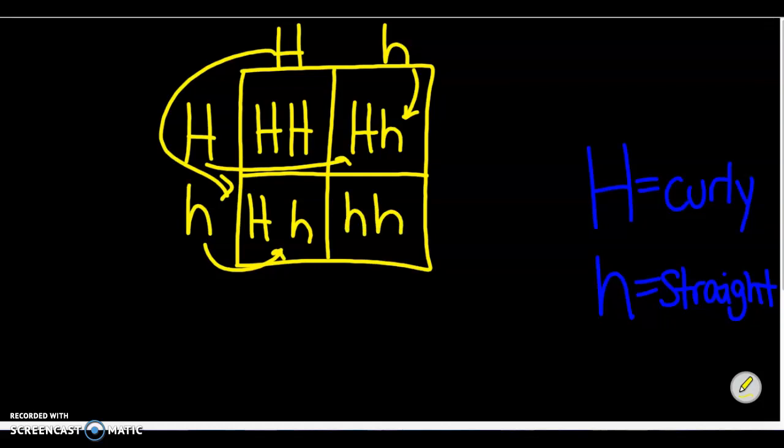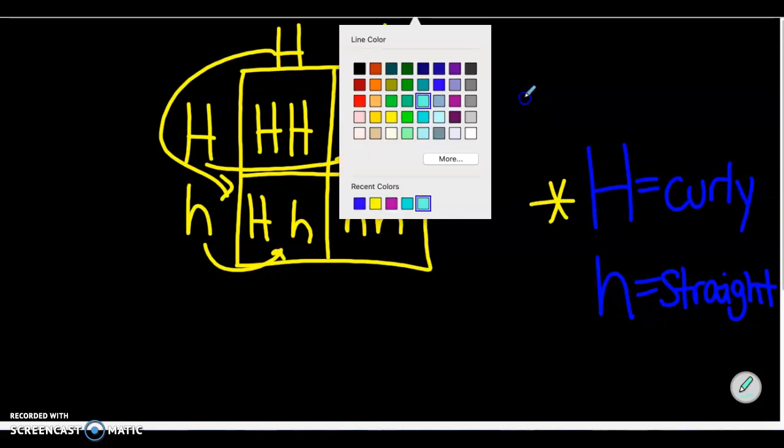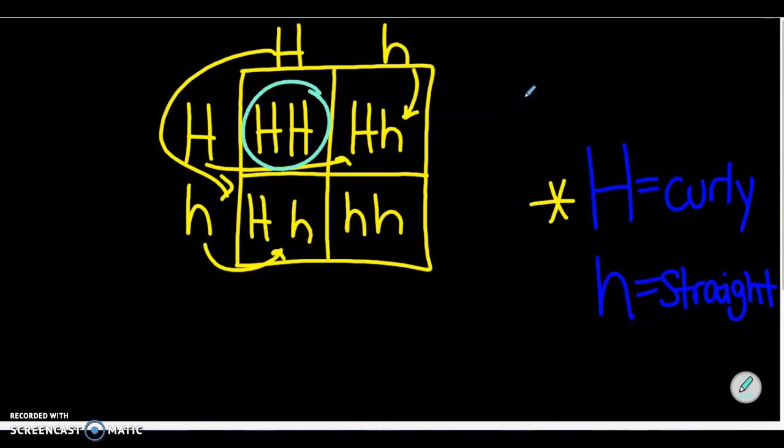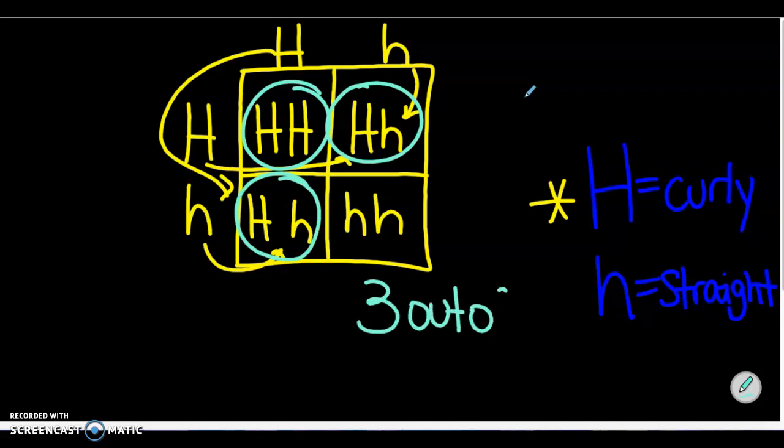So they want to know what the probability is that one of their children will have curly hair. So we remember that curly hair is our capital H. So what we're going to do is look here, and we see we have 1, 2, 3. So we actually have 3 out of 4 that have a possibility of curly hair, or the probability. So our percentage would be 75%. Okay, so that's how we do number 1. All right, let's move to number 2.